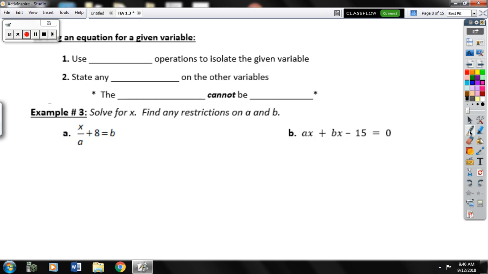I believe these directions are at the bottom of your page and then you have to flip, but we'll fill these out. So to solve an equation for a given variable, we're going to use inverse operations, just like we have been. The only difference today is they're going to ask us to state any restrictions on the variables.